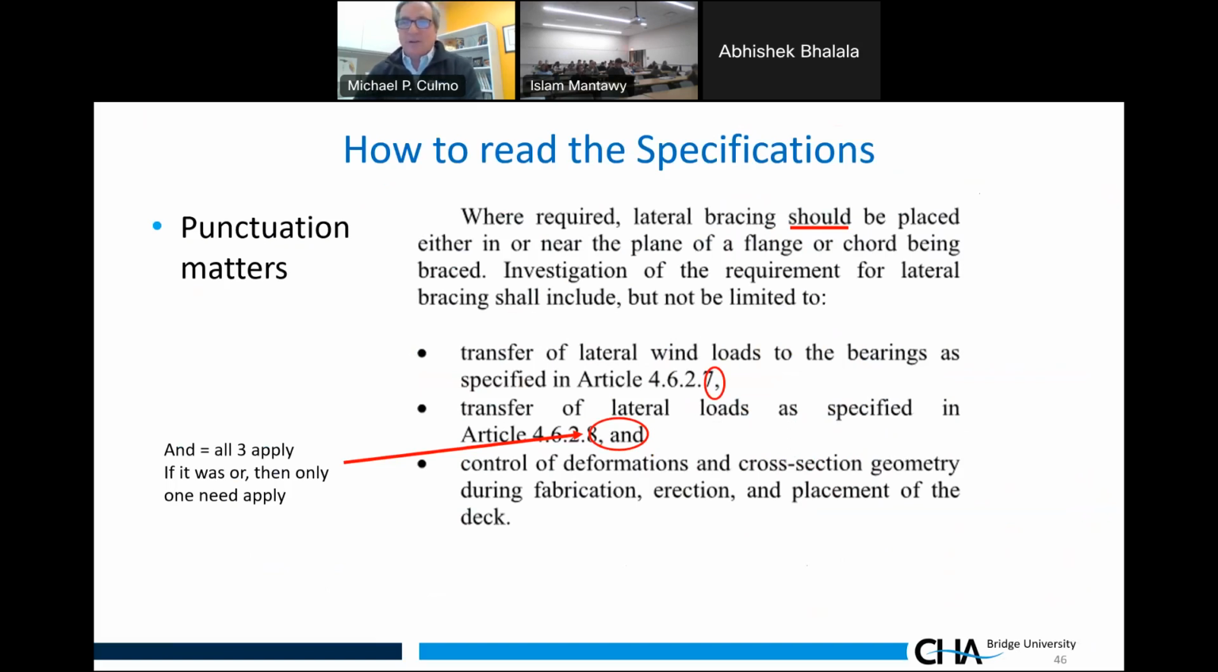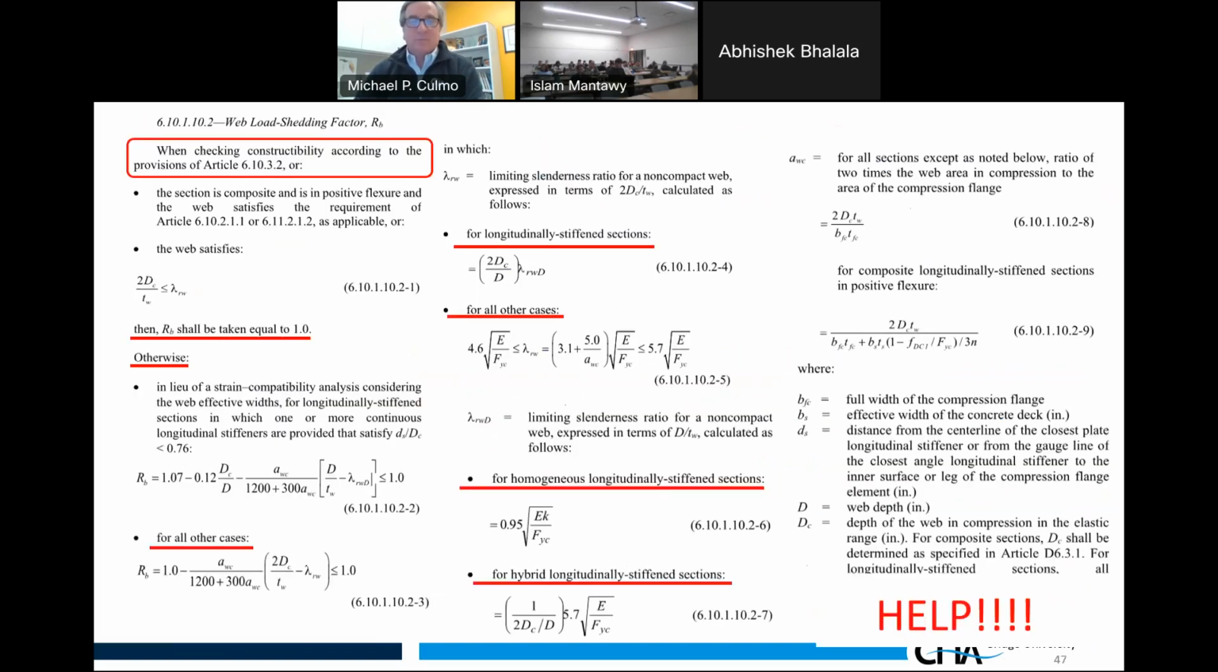These are the kind of things that are throughout the entire code. Commas, ands, and ors are important. Here's another example of just the most screwed up provision I could possibly find. This is in the steel design section for the web load shedding factor, R sub b.